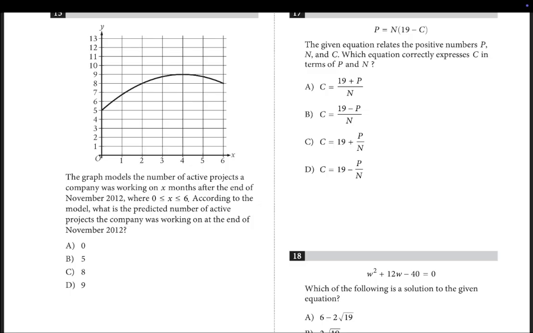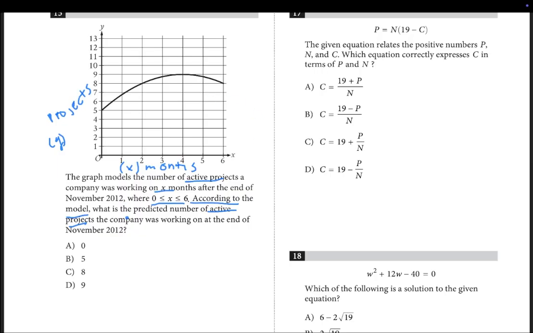So here we have question number 13. It states the graph models the number of active projects a company was working on x months after the end of November 2012, where x is between 0 and 6 months. According to the model, what is the predicted number of active projects the company was working on at the end of November 2012? So our x values over here are going to be the months after 2012, and our y values over here are going to be our active projects.